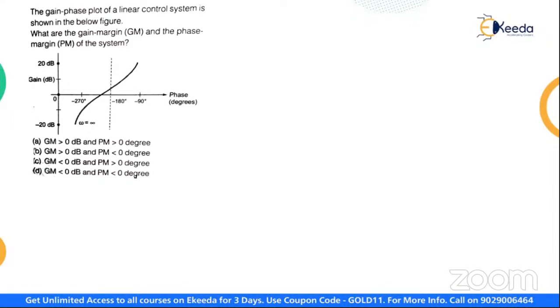The gain phase plot of a linear control system is shown in the figure below. What are the gain margin GM and the phase margin PM of the system? Correct. What are the gain margin GM and what are the phase margin PM of the system? Let us see that.